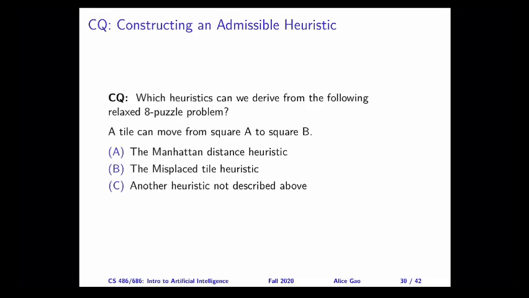Question number 2. What if we remove both constraints? In this relaxed problem, A and B don't have to be adjacent and B doesn't have to be empty. In other words, we can move a tile from one square to any other square in one step. If we solve this relaxed problem optimally, which heuristic function are we going to get? Pause the video and solve this yourself, then keep watching for the answer.